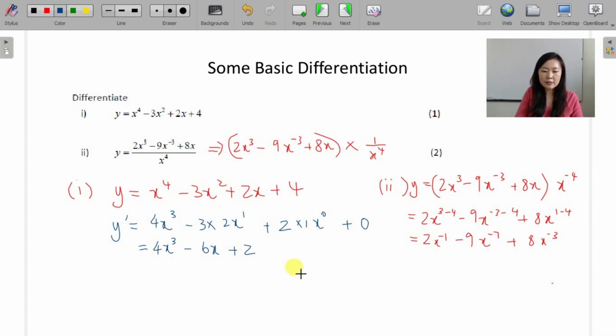So the derivative, you've got everything. You see how this is now like the previous one. X power, x power, x power. Okay, now you can differentiate. Bring the power down, subtract the power by 1. And then simplify.